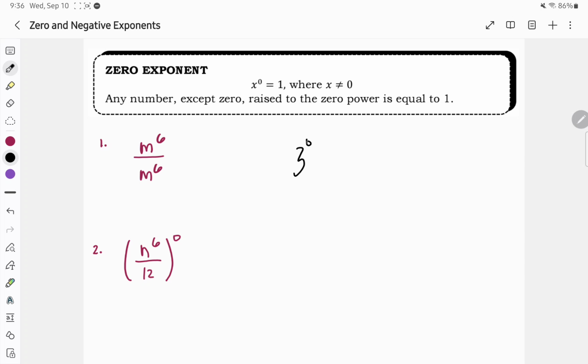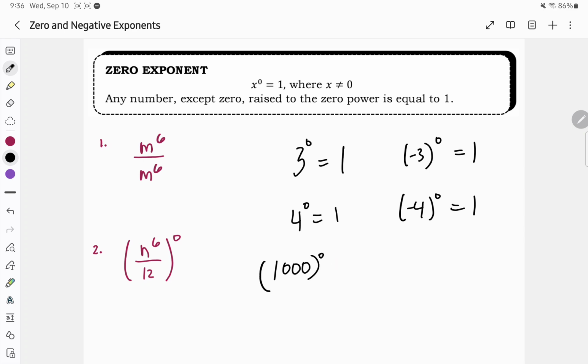Let's say you have 3 raised to 0. That is 1. 4 raised to 0. That is still 1. Negative 3 raised to 0. 1 pa din. Negative 4 raised to 0. 1 pa din. Let's say you have 1,000 raised to 0. That is still 1. 1/2 raised to 0. The answer is still 1. Any number as long as it is not 0 raised to 0. Anumang number na ni-raise mo sa 0 ay 1.